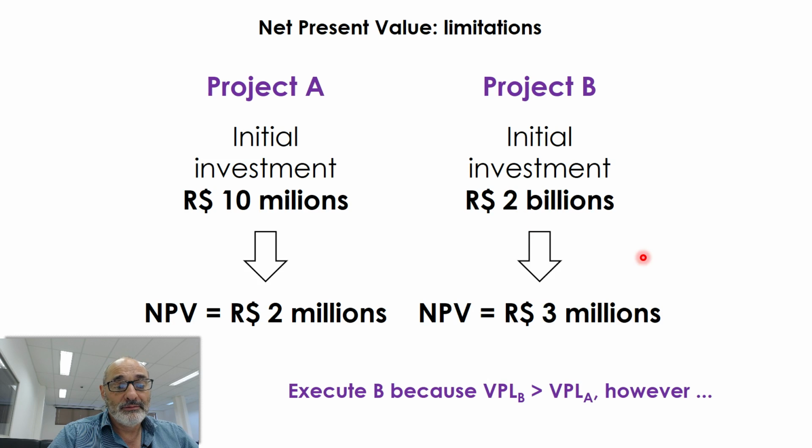And after constructing your cash flow and calculating all those parameters, you have a net present value of 3 millions. If you only look at the net present value, 3 millions is better than 2 millions. So you would decide for project B. But there's something wrong here.